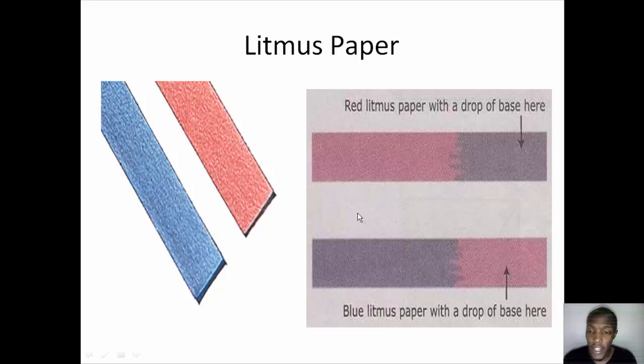Here we have some litmus paper, and litmus paper for bases is blue and for acids is red. If you dip a blue litmus paper into an acid, you'll get red. If you dip a red litmus paper into a base, you'll get blue. It'll change the color to what it's supposed to be. So bases are blue, B for blue, and acids are red.